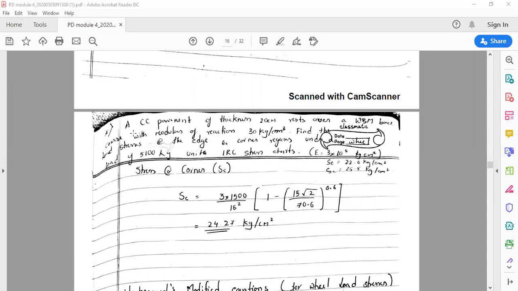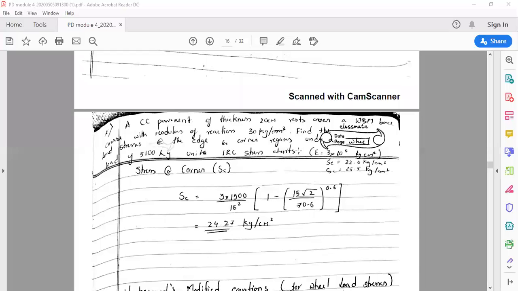We have a problem here. A CC pavement of thickness 20 centimeter. Please remember this is to calculate wheel load stress. A CC pavement of thickness 20 centimeter rests over a WBM base course with modulus of reaction 30 kg per centimeter cube. Find the load stresses at the edge and corner regions under a load of 5100 kg with IRC charts, stress charts.